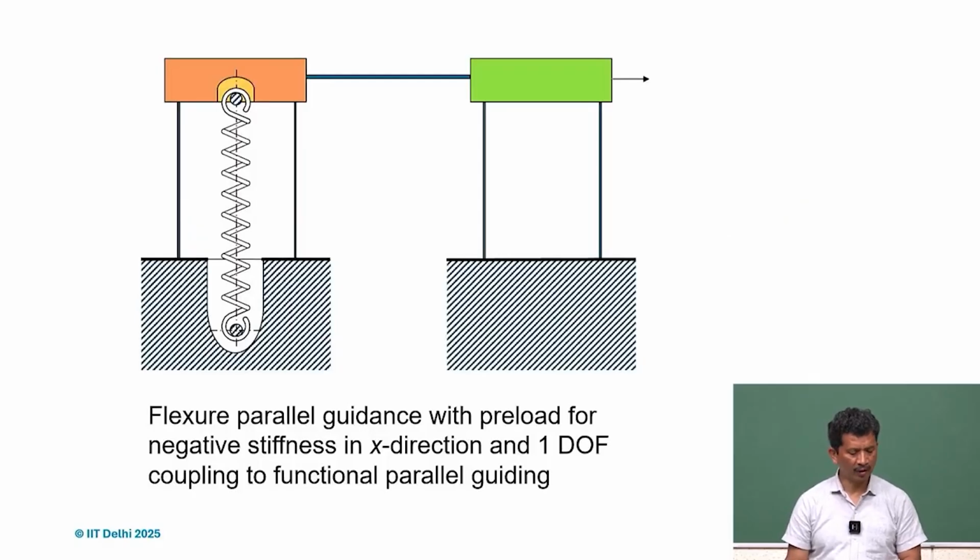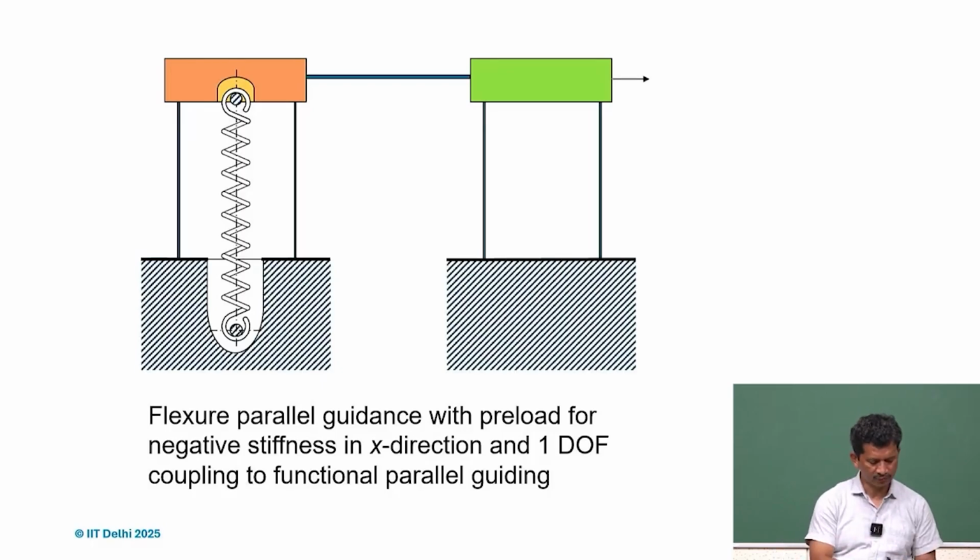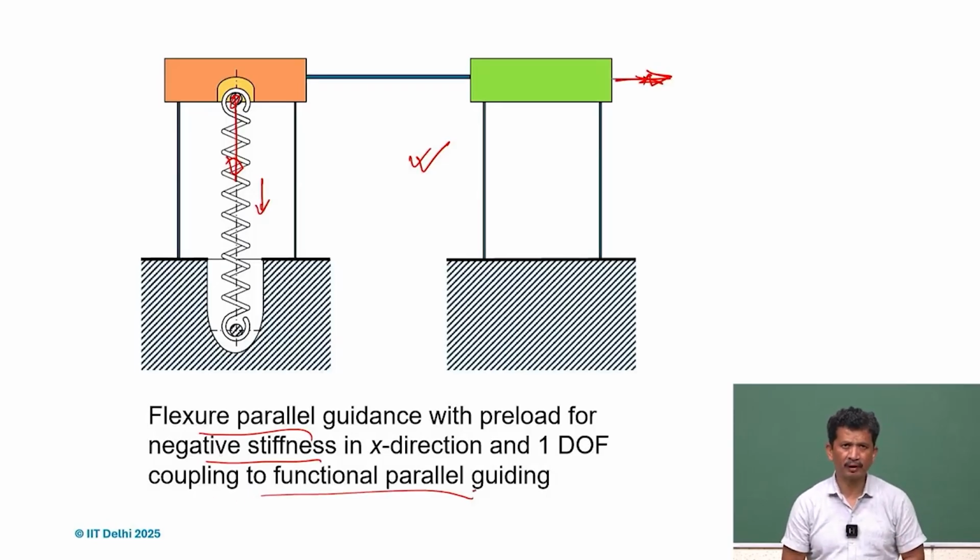So if we want to have a parallel guidance mechanism with negative stiffness or a stiffness near zero, then we can always combine. For instance, it's a flexure parallel guidance you have here with preload. So preloading is because of this. So preload for negative stiffness in the x direction. So this is the x direction, and so that we can get a functional parallel guiding.